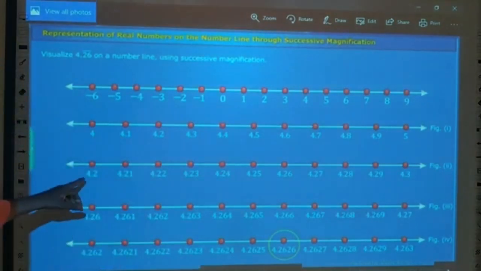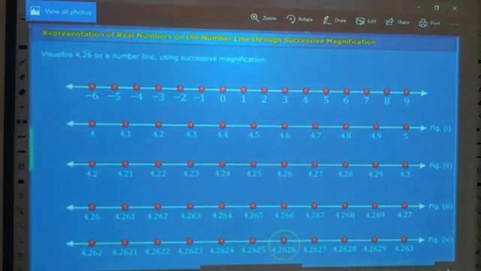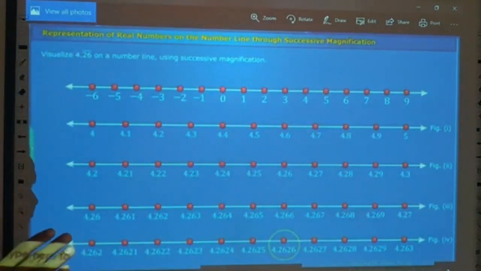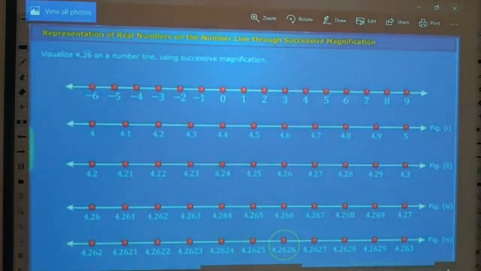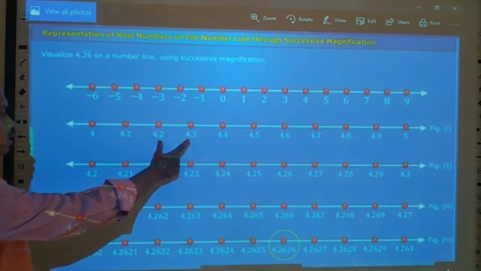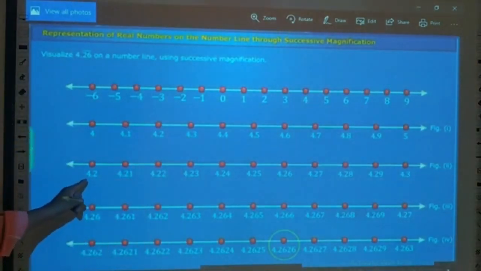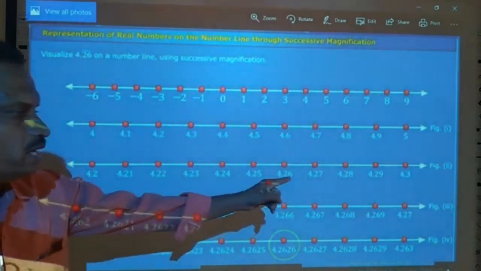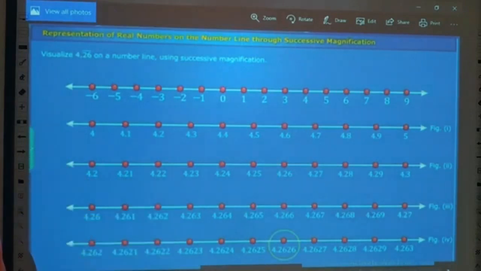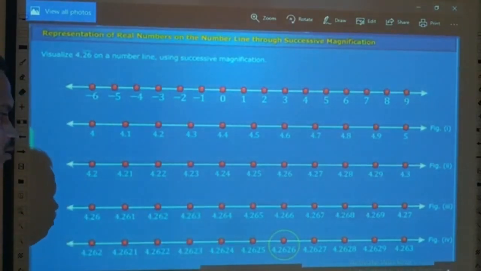And in the second figure 4.2 to 4.3 it is magnified. Then only we can get 6. After 4.2 the 100th digit is 6 there. So to get that we have to magnify 4.2 and 4.3. So you see in figure 2, 4.2, 4.21, 4.22 and etc., 4.29 and last 4.3. So each has 10 divisions. And now after that, to get the third place after the decimal, again 2, we have to magnify 4.26 to 4.27. So you see 4.26, 4.261, 4.262, etc., 4.27.